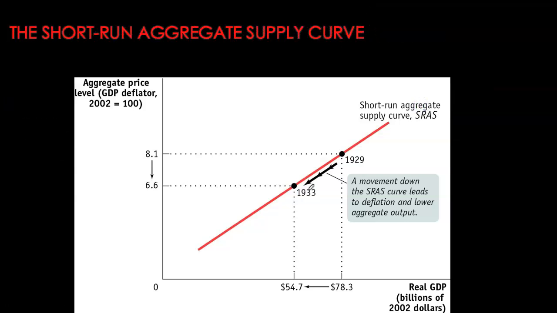In this diagram, we have the aggregate price level in terms of the GDP deflator on the y-axis and real GDP, or Y, on the x-axis. And you can see there is a positive relationship between the two variables. As price level is decreasing, aggregate output supplied is also correspondingly lower. And this positive relationship is captured by the upward sloping short-run aggregate supply curve.